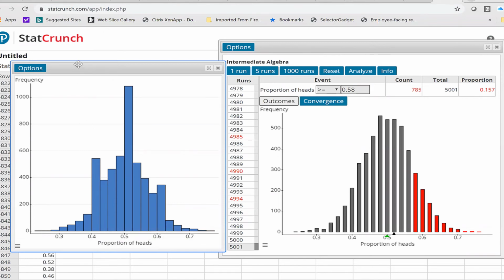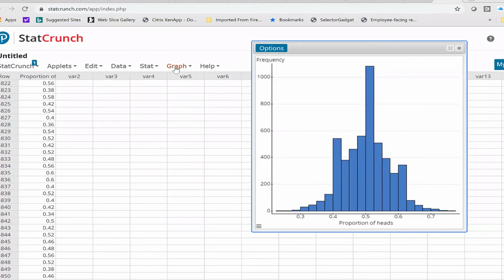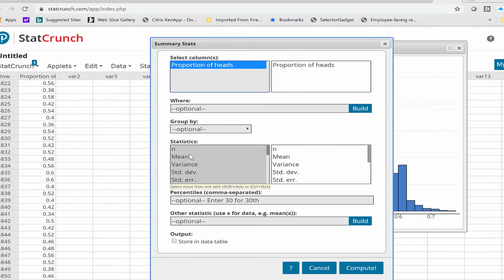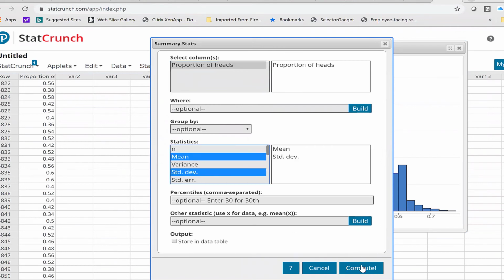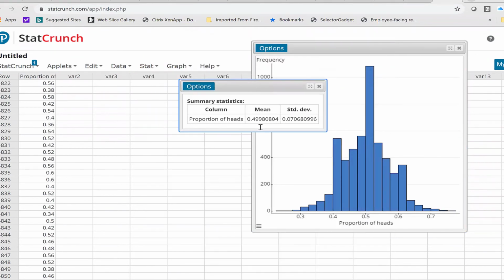They don't, primarily because I'm using different class widths in each of them, but they are the same. But the bigger thing that I want to get out of this is the mean and the standard deviation of all these sample proportions. So if I go Stat, Summary Stats, Columns of proportion of heads, all I want is the mean and the standard deviation. So notice the mean of all those sample proportions is 0.4998, which is essentially 0.5. And remember, that was the proportion stated in the null hypothesis.